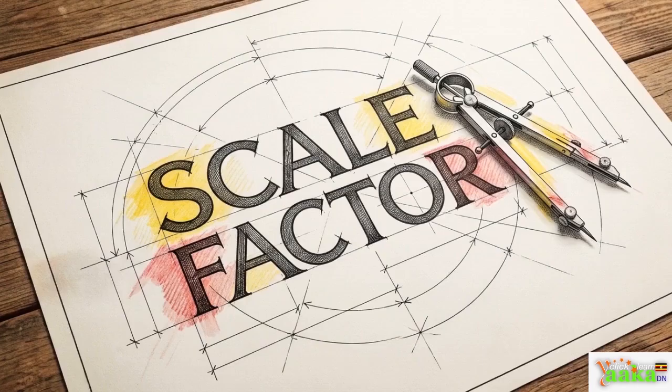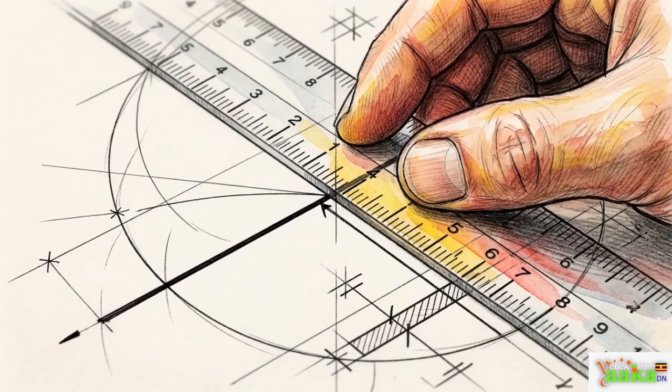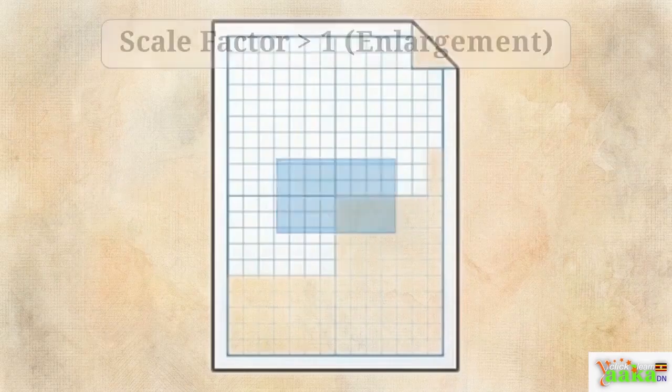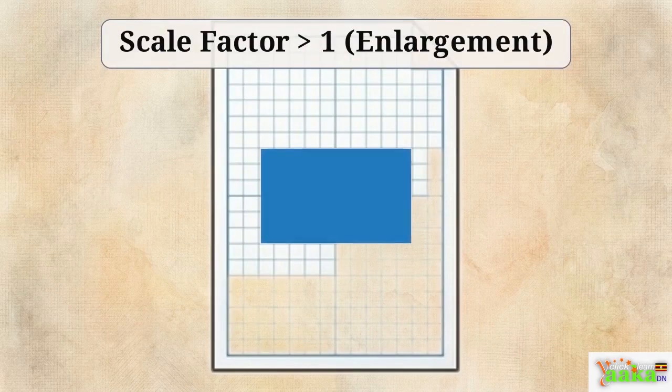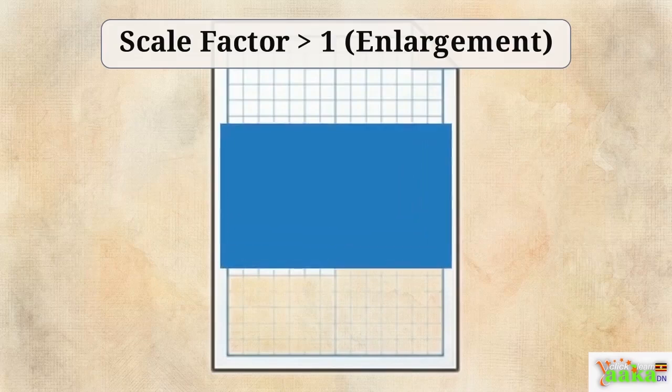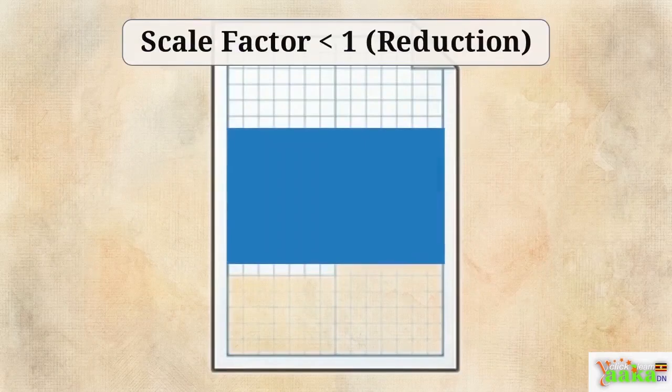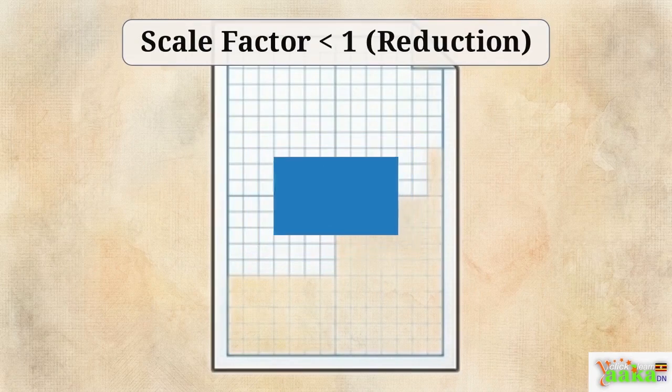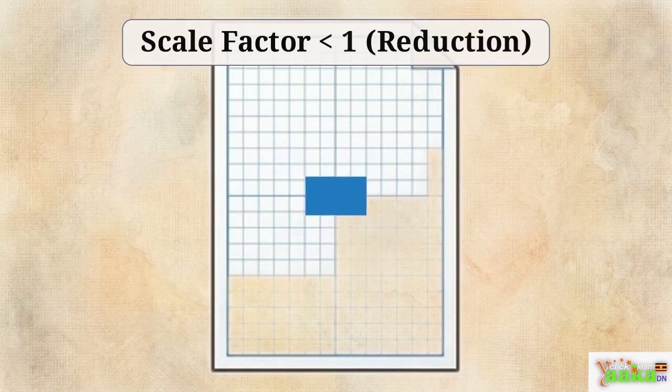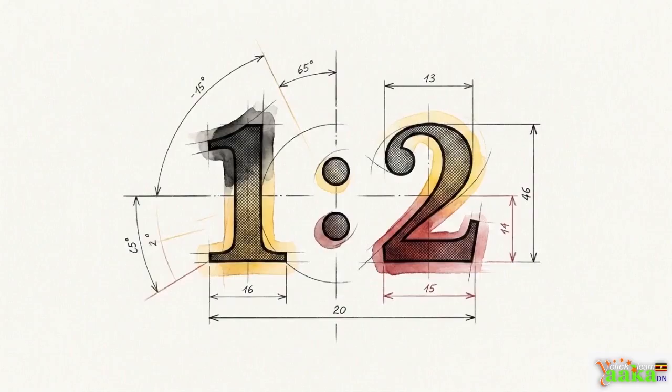To scale something accurately, we rely on a mathematical rule called the scale factor. This is simply the number we multiply every single dimension of our object by. If we choose a scale factor greater than 1, like 2 or 3, we are making the object bigger. This gives us an enlargement. If our scale factor is a fraction less than 1, like 1/2, the object gets smaller. That is our reduction. You will often see this written out as a ratio.